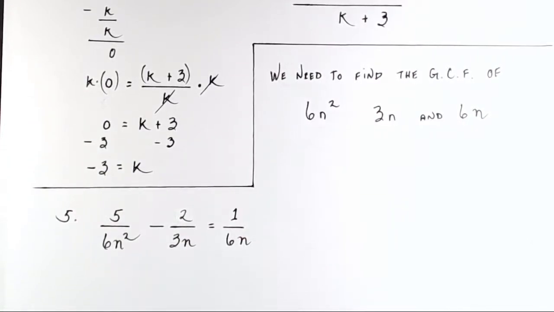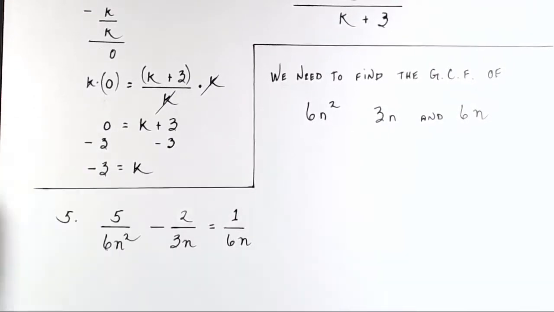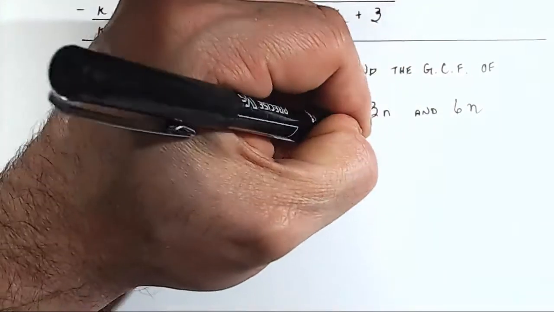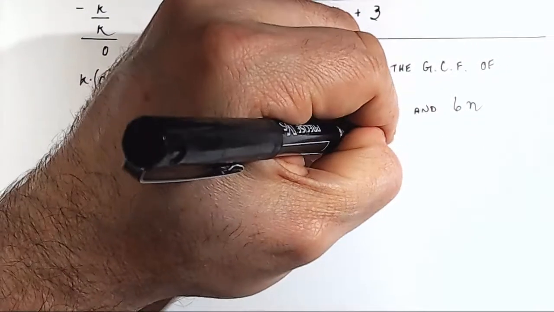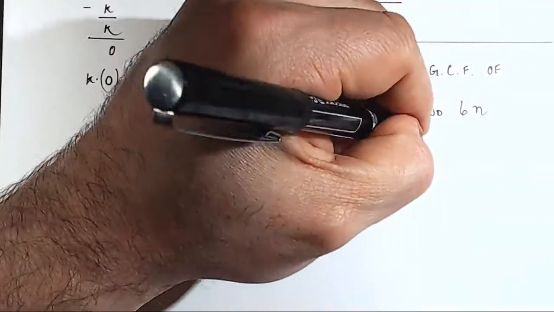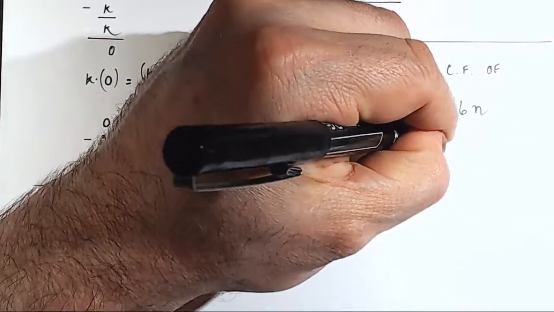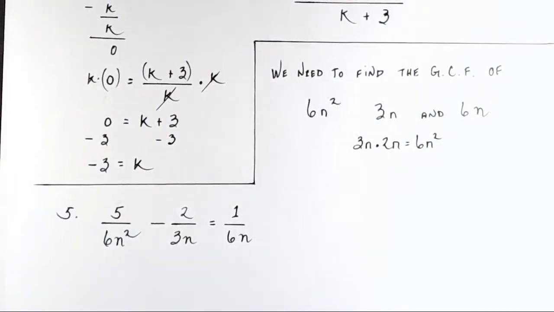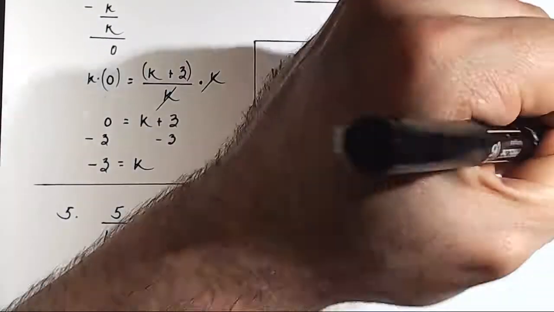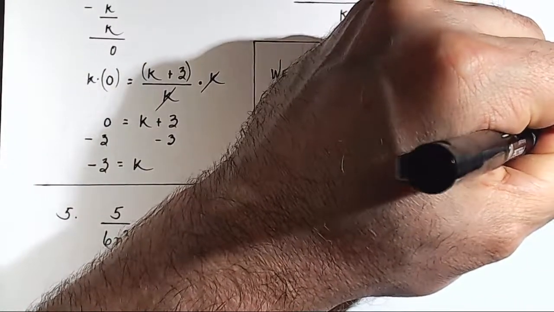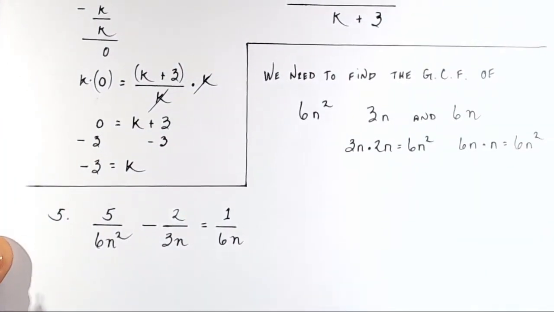Okay, and I want you to look at how I'm going to do this. 3n times 2n would equal 6n squared. You see that? And look over at 6n. What would I need to multiply by 6n to turn it into 6n squared? Well, just another n, right? 6n times n equals 6n squared.